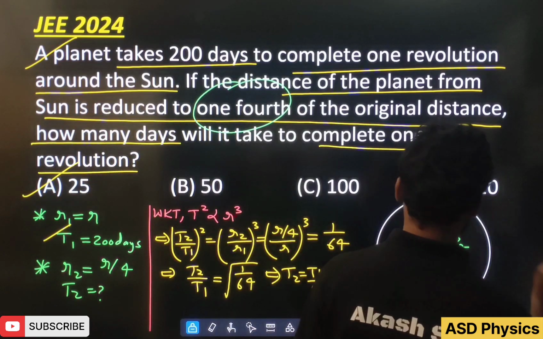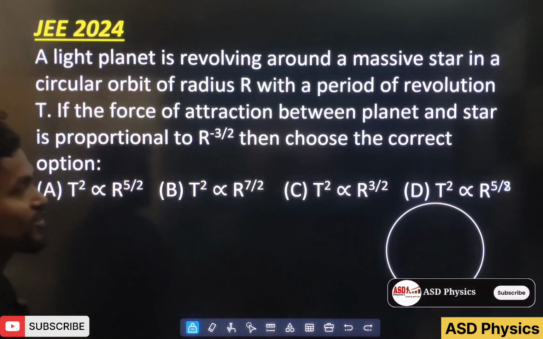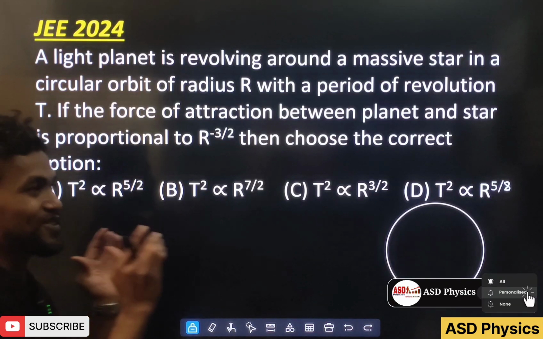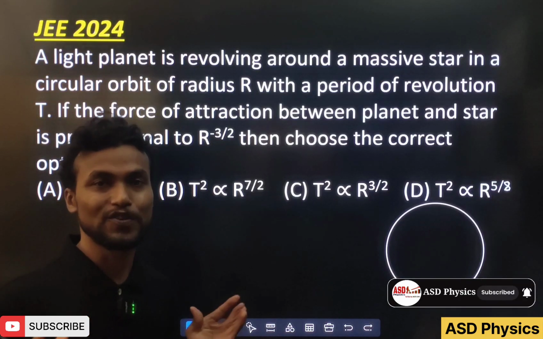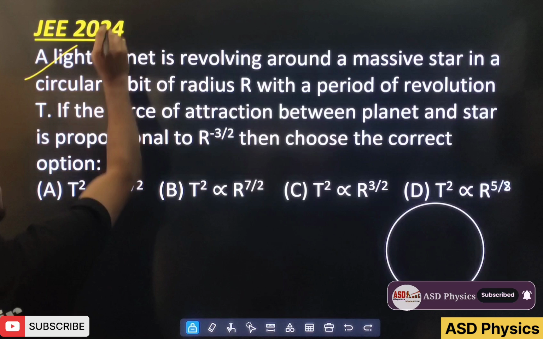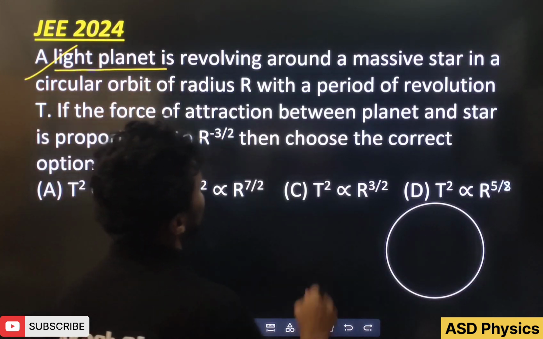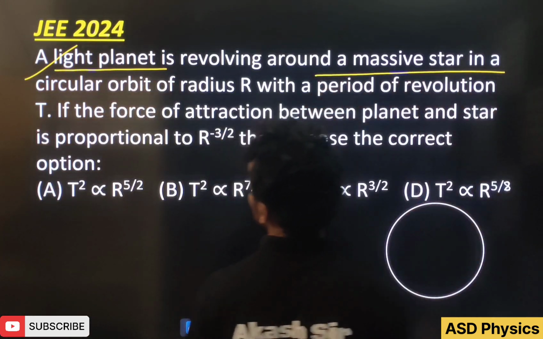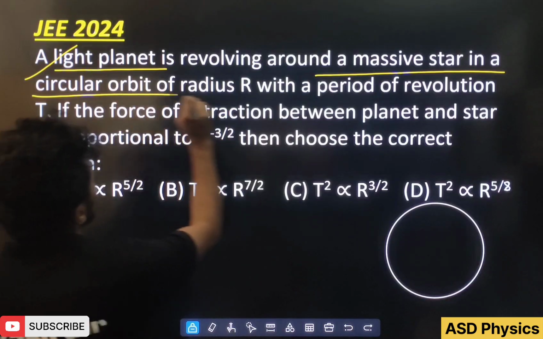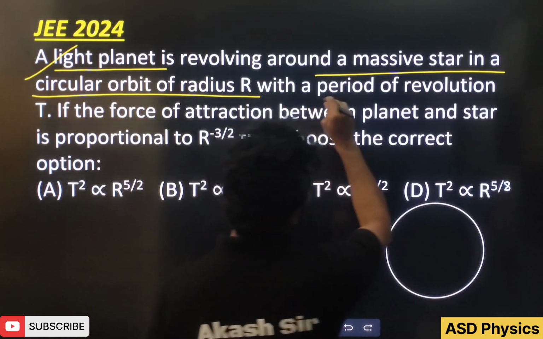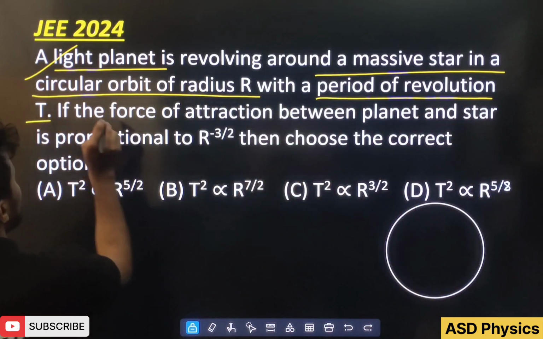Next one, let's see. JEE 2024 question again, and a very standard question. Here you are going to understand a very beautiful concept. Here a light planet is revolving around a massive star in a circular orbit of radius r with a period of revolution T.